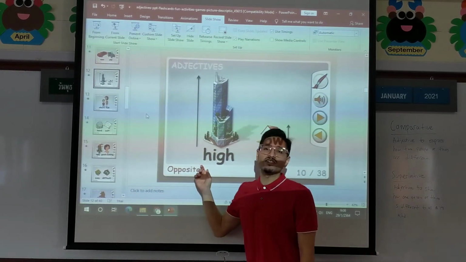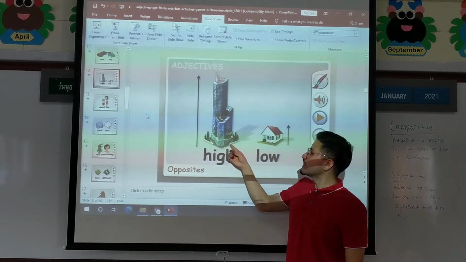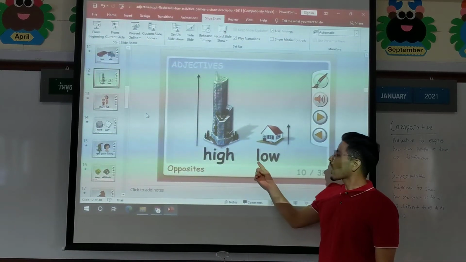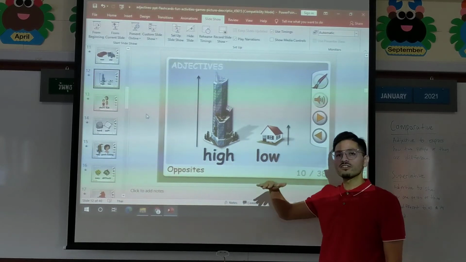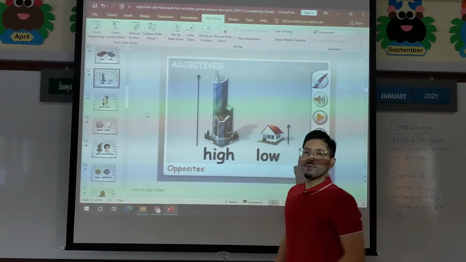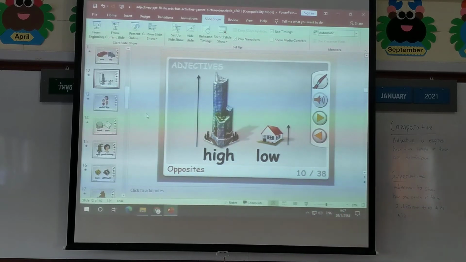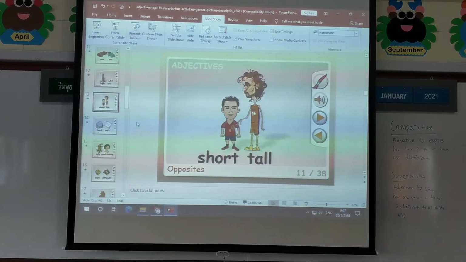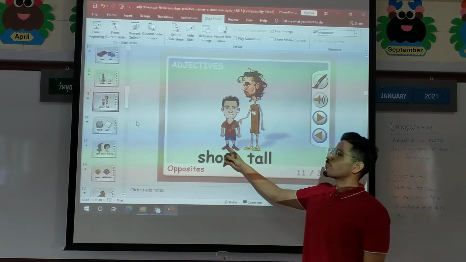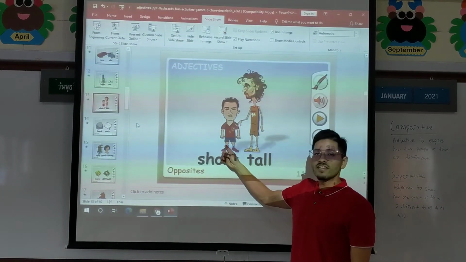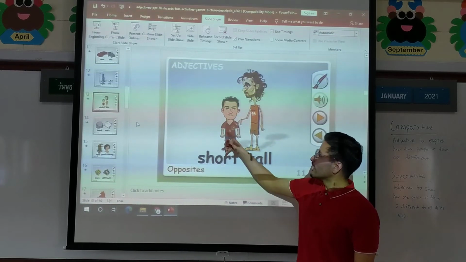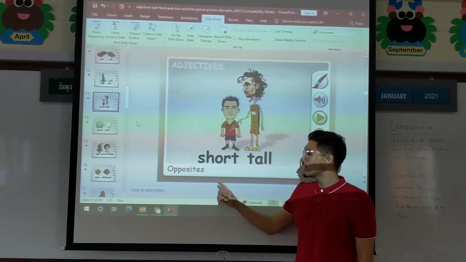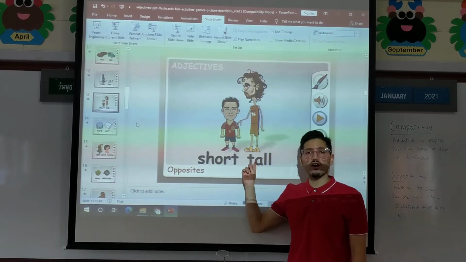Okay, now the adjective high. This tower is high, and what's the opposite of high? Low. This house is low. Compared to it, it is low. So if the person, is he short or tall? He is short and he is tall. Okay? The opposite of short is tall.